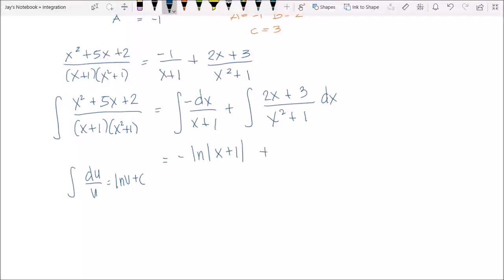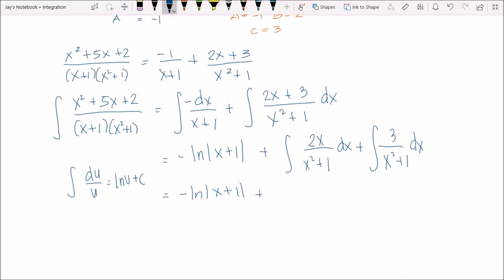Then we have here, however, we cannot actually use natural logarithm or logarithmic rule to this. So we have to expand this fraction. We can actually rewrite it into the integration of 2x over x squared plus 1 dx plus the integration of 3 over x squared plus 1 dx. Di ba pwede siyang ma-separate? That is equal to negative natural logarithm of x plus 1 plus.